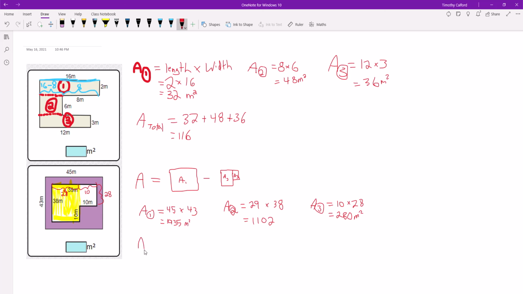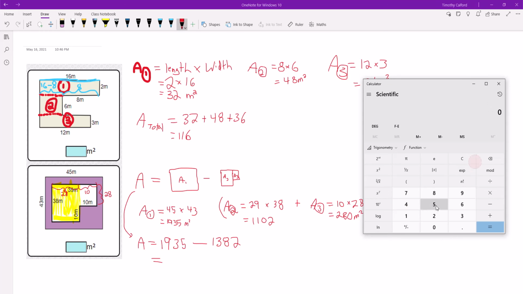So now I can figure out that original area. So up here, area would be equal to that big square, big rectangle, minus, I'm going to sort of add these two together. What would those equal put together? I would get 1,382. So I'm going to take that away, that whole, from the big rectangle.